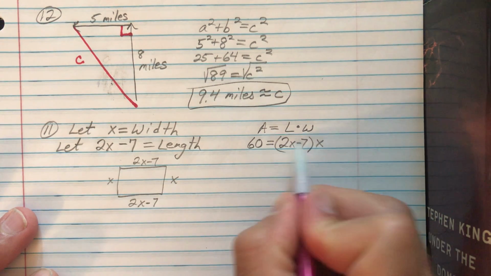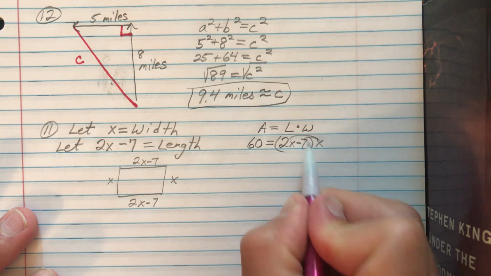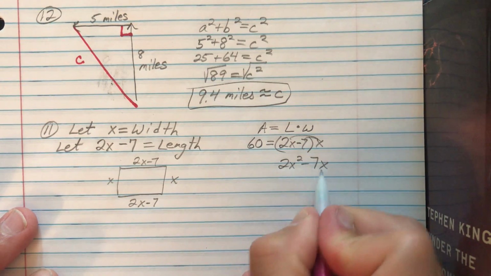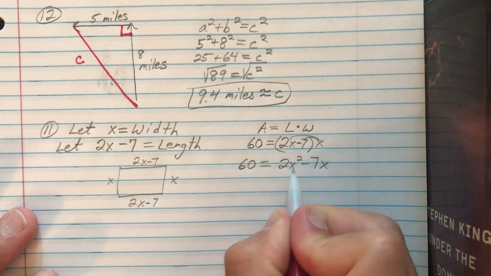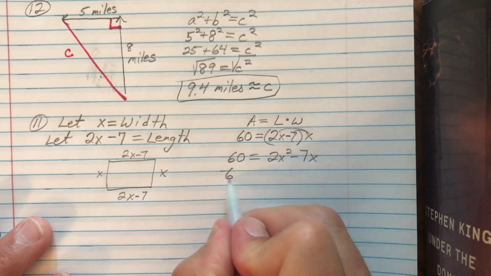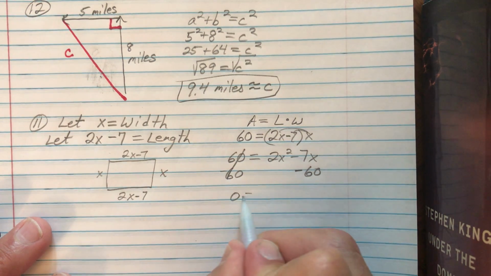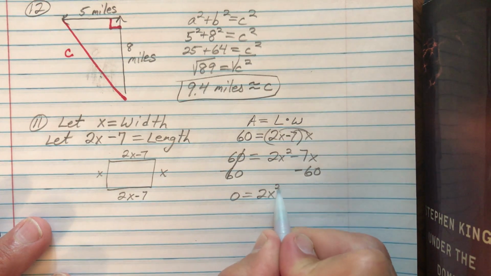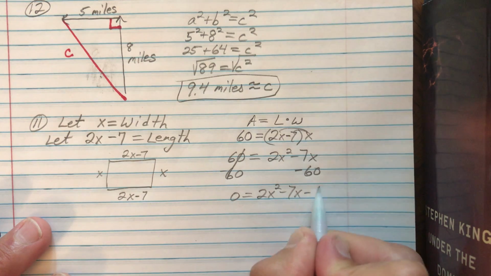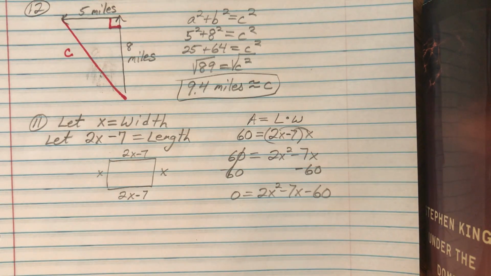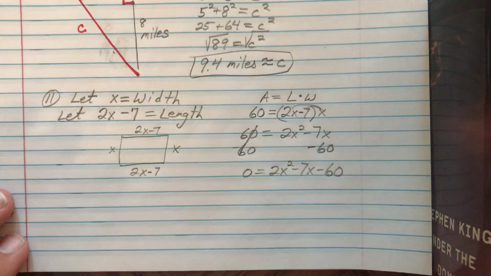Let's clean up this right side by distributing the x. 2x squared minus 7x. Whenever you have a squared in a question, which is a quadratic, you try to get everything on one side of the equal sign. So I'll subtract 60 from both sides. And then you want to solve this equation. Now there's no GCF, and it's not a really easy trinomial to factor, so I'm going to use the quadratic formula.